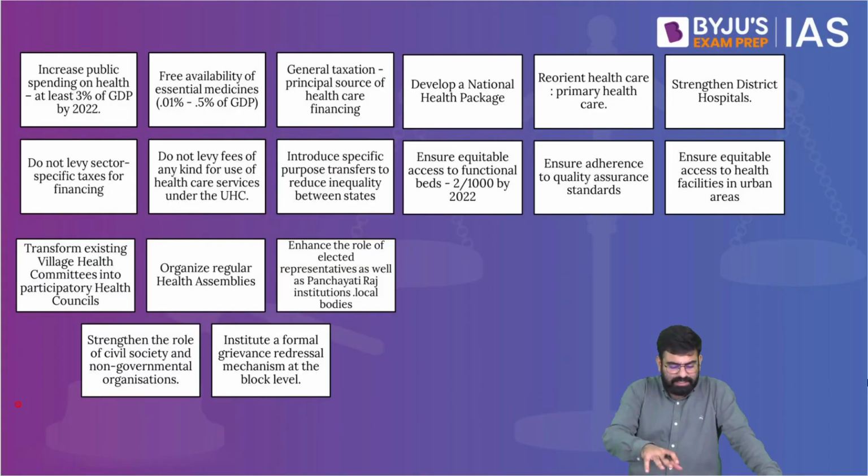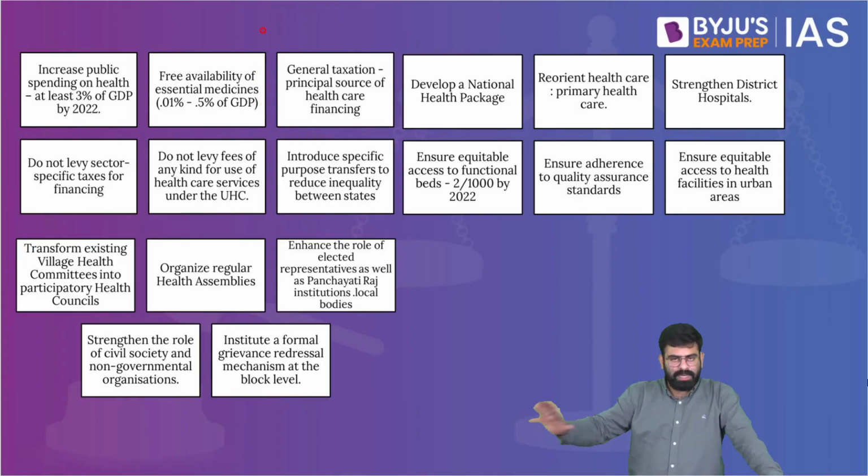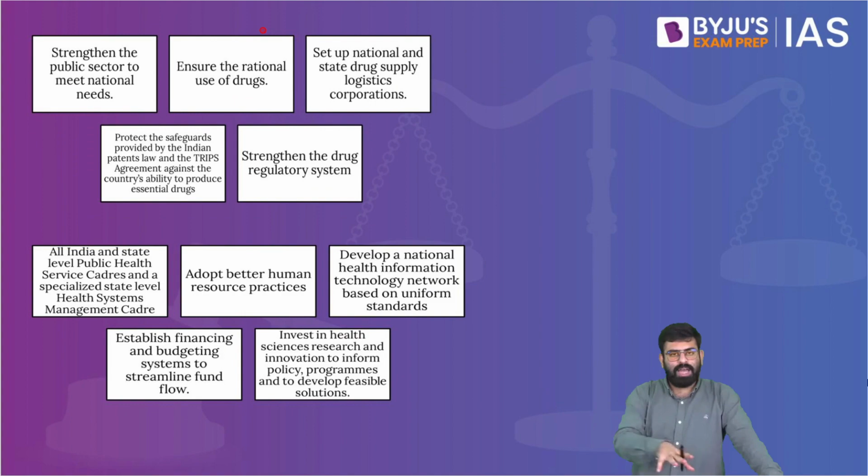So all these suggestions that are there, all these dimensions that are there, I have mentioned the final suggestions, so that if a question is asked about, say, health financing and financial protection, you have all the answers in one place. Similarly, if something is asked about human resource, you have everything in one place. So I have mentioned these. You just go through these. These are fairly simple. Just go through these during revision. Everything has been discussed if you look at it, and it would not be much of a problem for you.